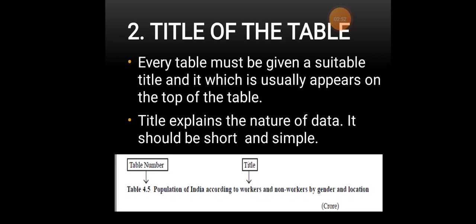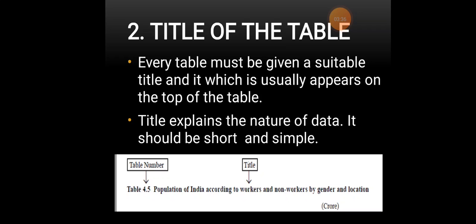Next is the title of the table. Every table must be given a suitable title. It should usually appear on the top of the table. Why is the title given? With a glance at the table you get to know what kind of thing it is: is it the timetable, is it the mark sheet, or maybe a scholarship table. I've given an example based on the population of India according to workers and non-workers, based on gender and location. This title is very precise, and makes it easier for you to know what kind of table you need to look into.